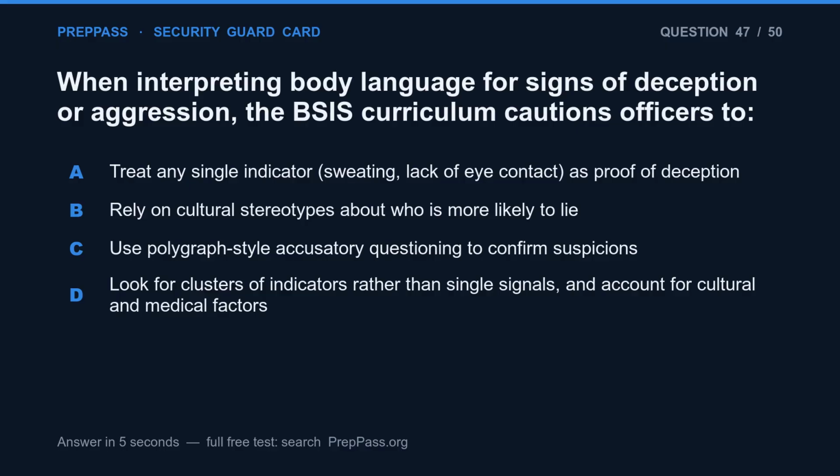Question 47. When interpreting body language for signs of deception or aggression, the BSIS curriculum cautions officers to: A. Treat any single indicator, sweating, lack of eye contact, as proof of deception. B. Rely on cultural stereotypes about who is more likely to lie. C. Use polygraph-style accusatory questioning to confirm suspicions. D. Look for clusters of indicators rather than single signals, and account for cultural and medical factors.